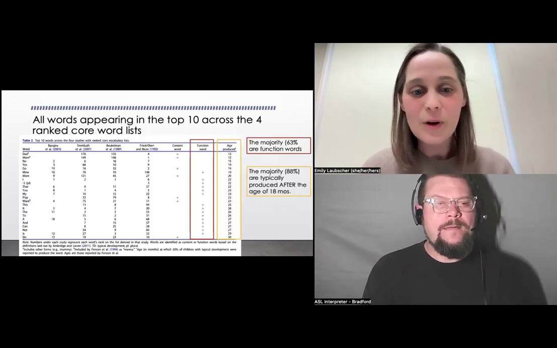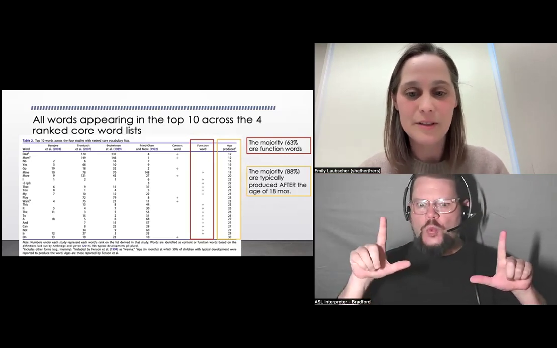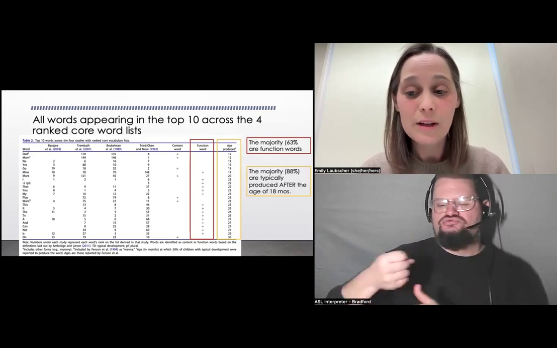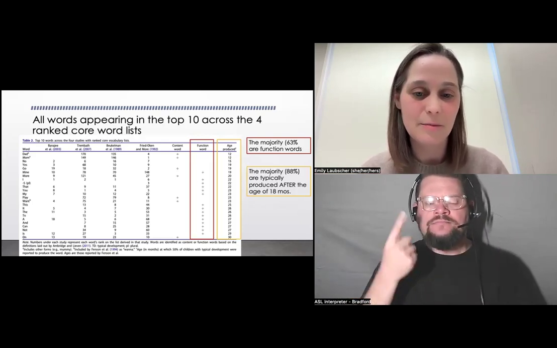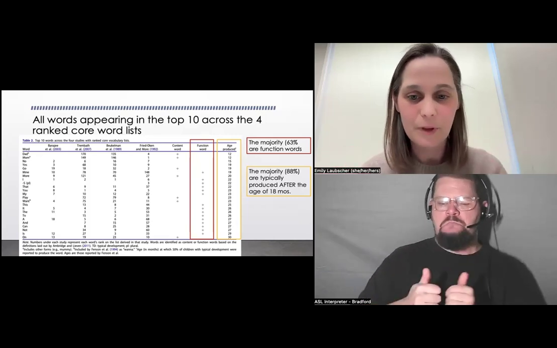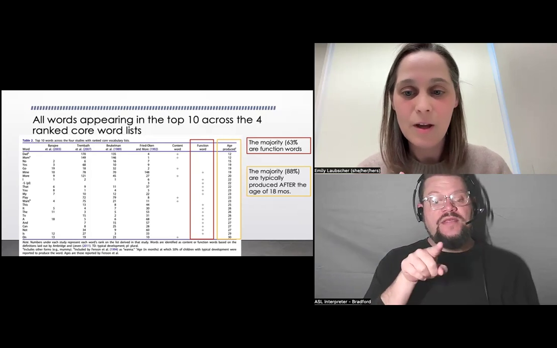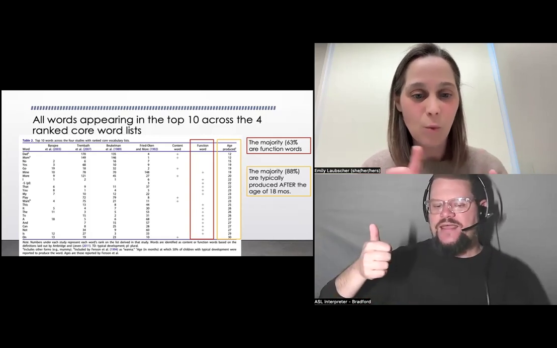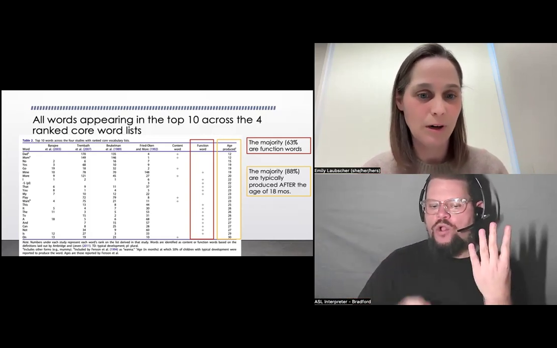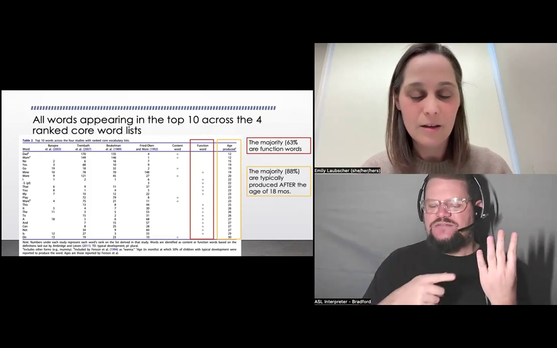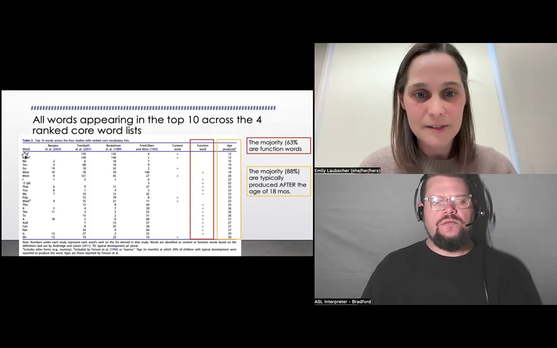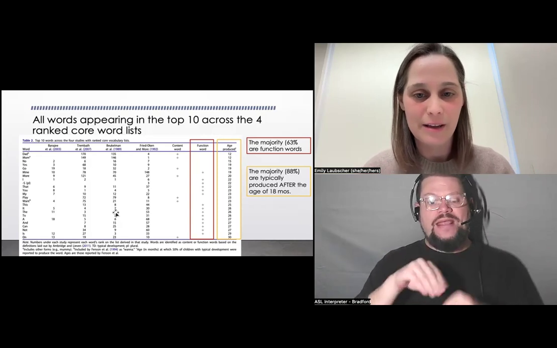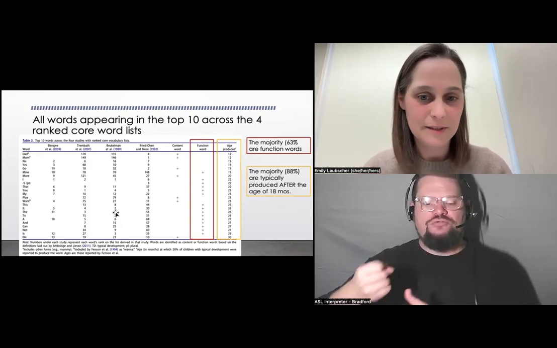So then, when we zoom in even a little more and look at the top 10 most core words across these ranked lists, we can also get a sense of the types of words that tend to be identified as most core. So this table shows all of the words that appear in the top 10 on any one of the four ranked core word lists. The words themselves are listed here in the left-hand column. These numbers in the middle all represent the ranking of each word within each one of the lists.